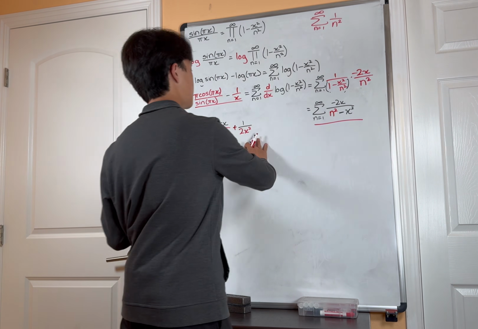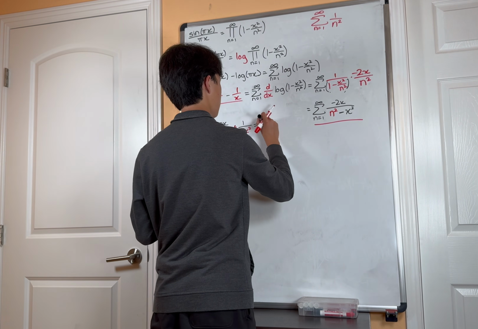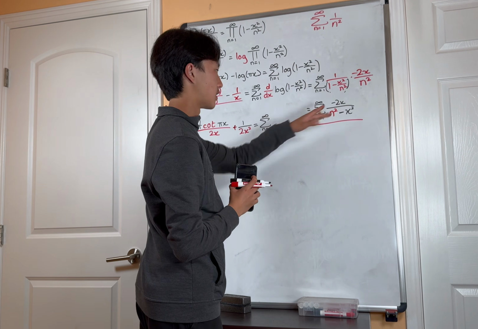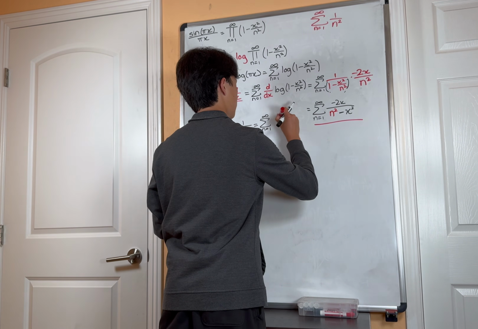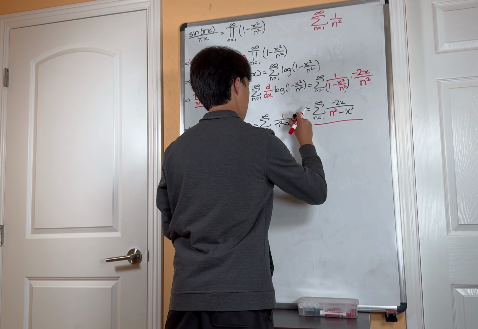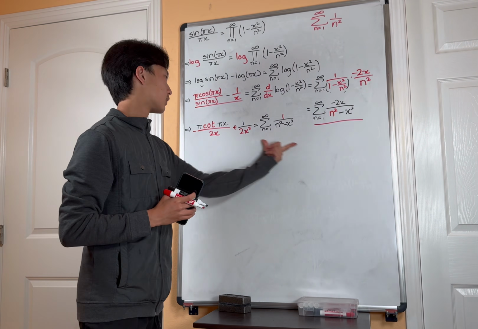So, yeah, this is equal to, well, we divided by negative 2x on both sides for the sole purpose of getting rid of it from the inside of this sum. So at the top, all we're left with is 1 over n squared minus x squared. Okay, so this is what we're working with now.